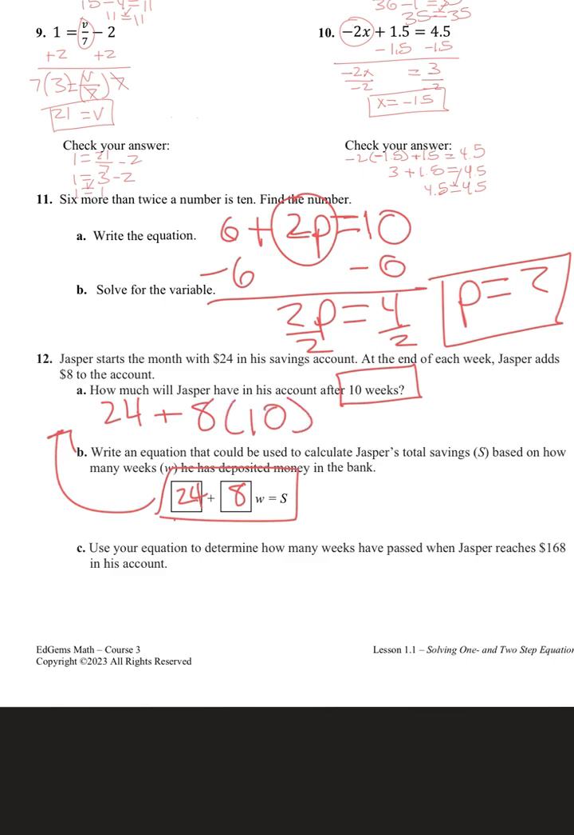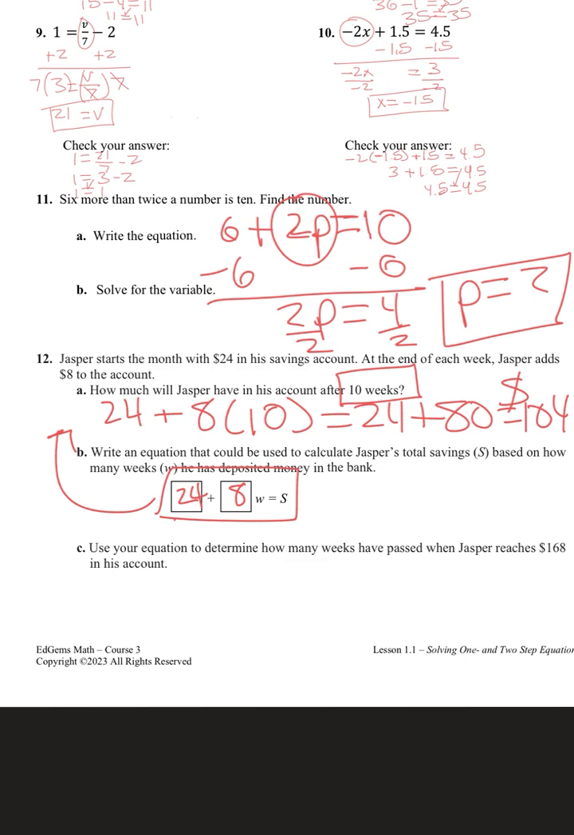All right, let's solve for how much he's going to have after 10 weeks. So 24, leave that alone, plus 8 times 10, that's 80. And then 24 plus 80, that's $104. So after 10 weeks, he will have $104 in his account. So that's the answer for part A.